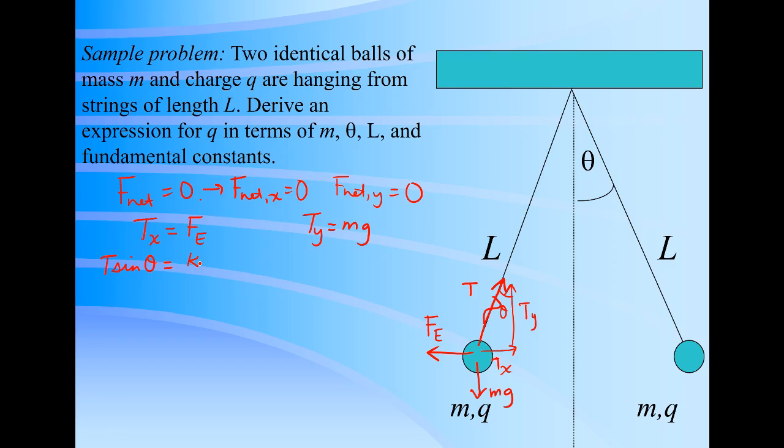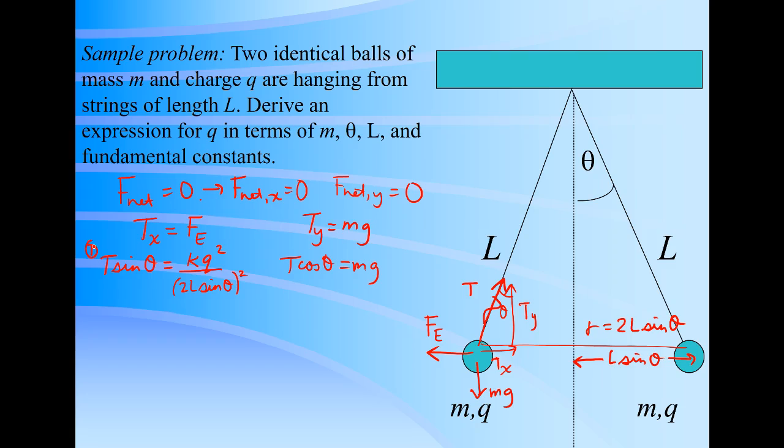So Tx we can write as T sine theta in this diagram, and the electric force is going to be K Q1 Q2, but it's the same charge, so that's Q squared, over R squared. Now R is the distance between the charges, which if you look at the diagram is 2L sine theta, because one side here is L sine theta from here to here. So the total distance is 2L sine theta, and then that needs to get squared for KQ squared over R squared.